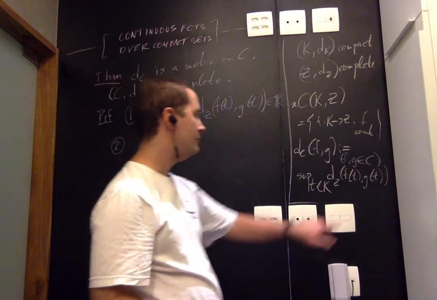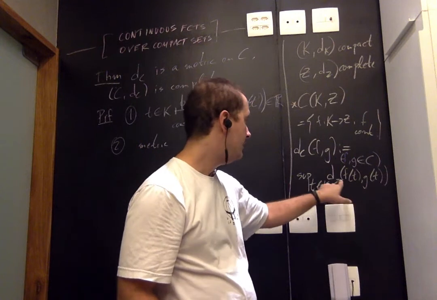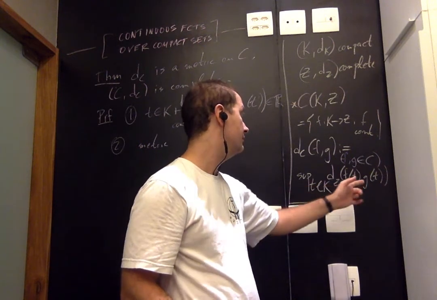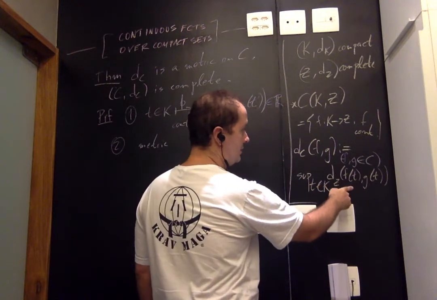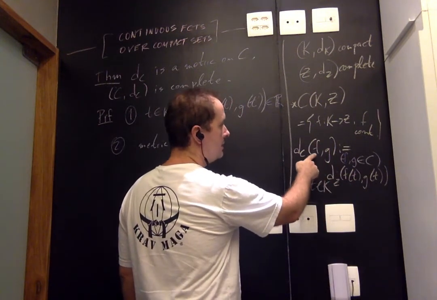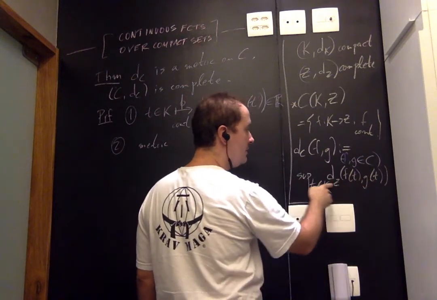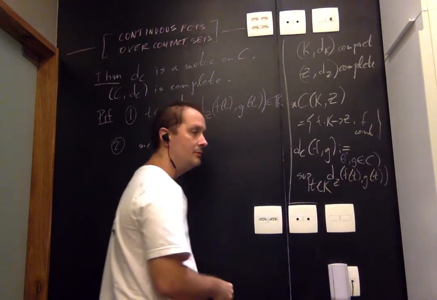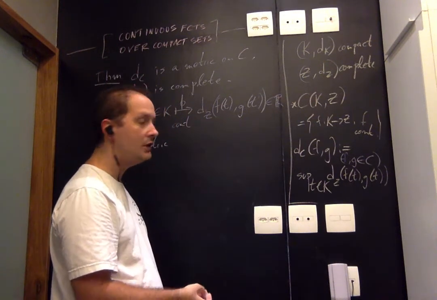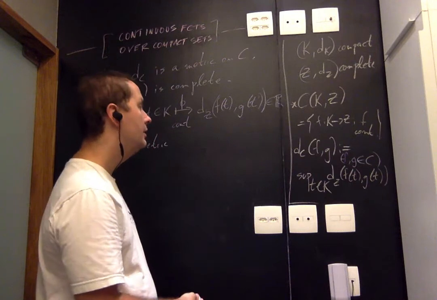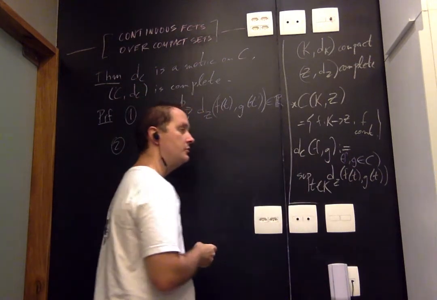We have to argue that it's symmetric. If I switch f and g, I switch f of t and g of t here, and the metric on Z is symmetric. The distance is non-negative because these are greater than or equal to 0. The distance is equal to 0 if and only if f of t and g of t are equal for all t, because that's the only way the supremum is going to be 0. And if f of t and g of t are equal for all t in the domain, it really means that functions f and g are equal. So the distance is always non-negative and is 0 if and only if f equals g.